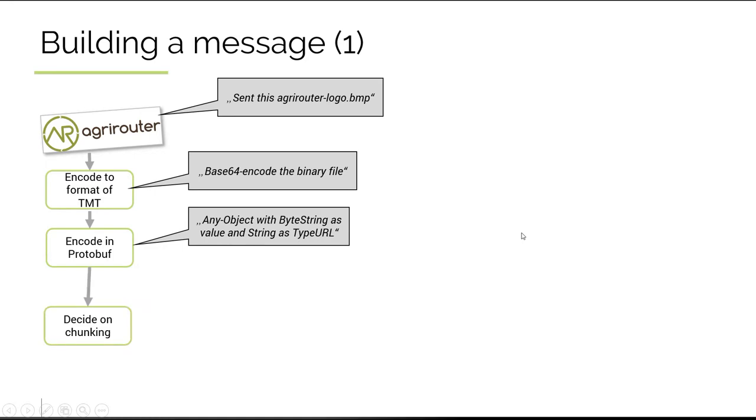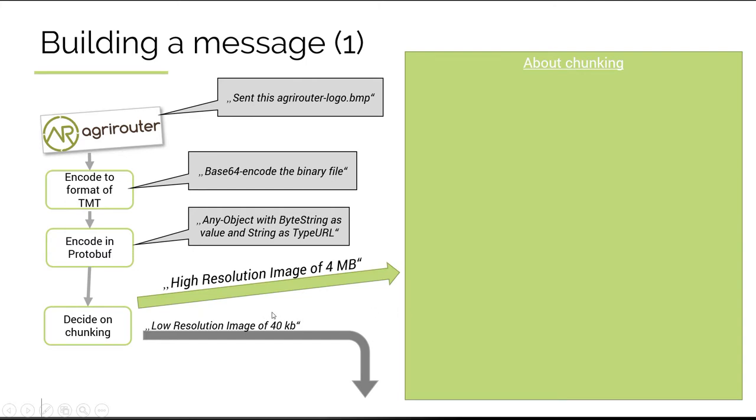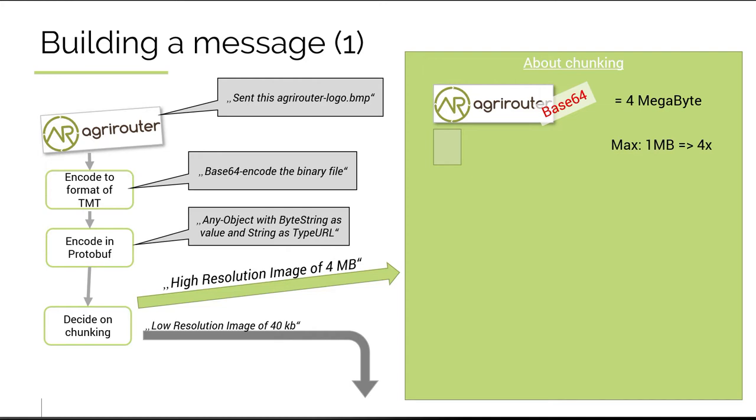So now that we've done this, we have to decide on chunking. You could either say it's only 40 kilobytes, so we can send this as one message, or we have a high resolution file of 4 megabytes, then we have to talk about chunking. Imagine that your image is really big and it has a size of 4 megabytes. Now the agrirouter can only send messages up to a size of 1 megabyte. This was implemented to ensure that even if you have a mobile connection with a low bandwidth and with a lot of disconnection, you will be able to send data to the agrirouter and not have to start over and over and over again with the same file. So you can send packages of at the maximum 1 megabyte. And in our case, we have to send 4 of those.